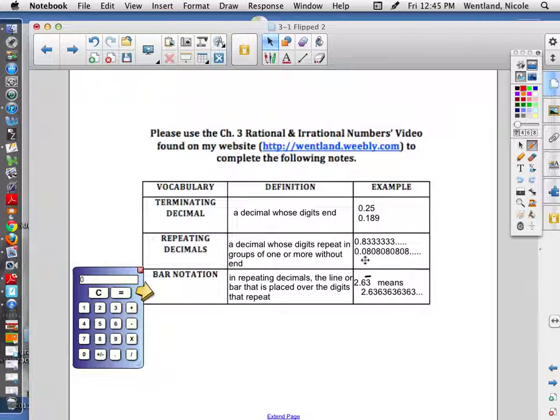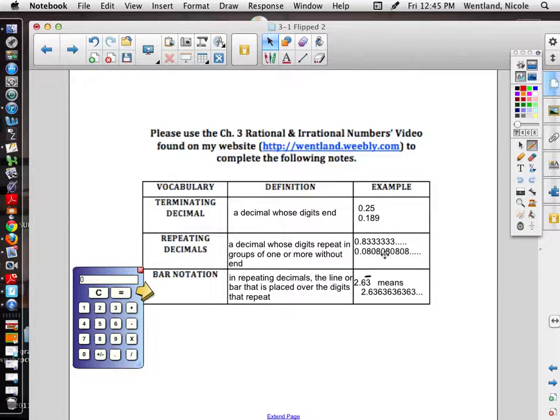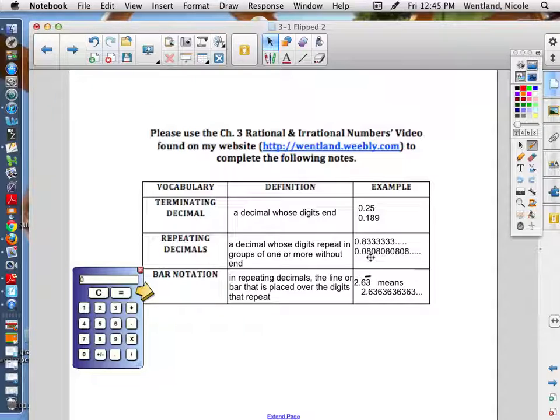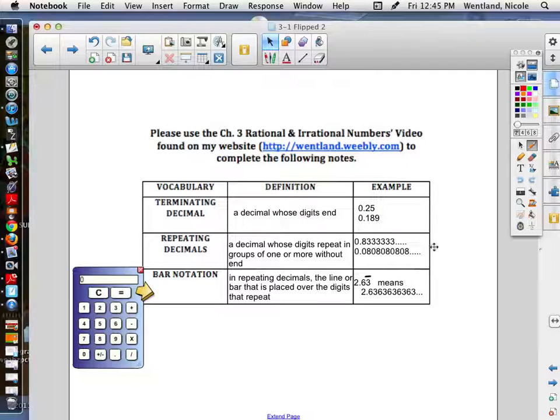The same with this one, 0.080808 with the dots. Goes on and on without end. The 0.8 repeats in the second one. The 3 only repeats in the one above. Bar notation is a notation that's used in repeating decimals, so you don't have to write the number with the dots afterwards. It's a line or bar that is placed over the digits that repeat.